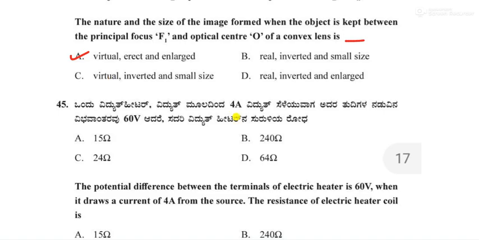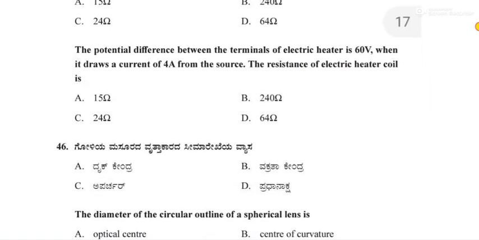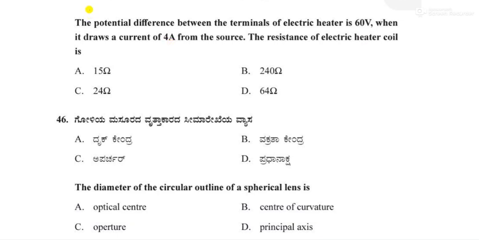Next is question number 45. The potential difference between the terminals of electric heater is 60 volts. When it draws a current of 4 ampere from the source, the resistance of electric heater coil is dash. This is based on Ohm's law, V is equal to IR. They have given voltage. Potential difference means voltage, which is equal to 60 volt, and the current given is 4 ampere. We have to find the R. So what is R? It is 60 by 4. So it is 15 ohm. Option number A will be the correct answer.